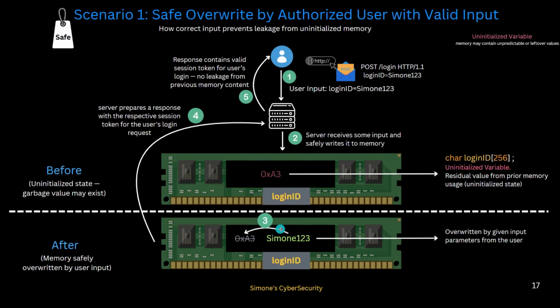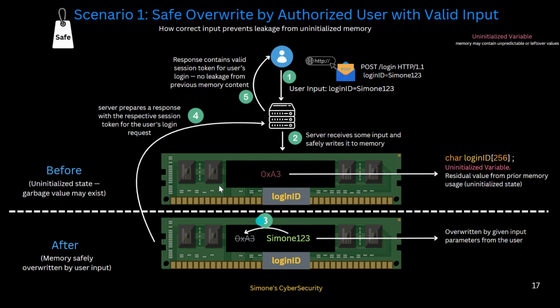So now comes step 3. Since the user gave an input, the server can safely overwrite that memory location with the new value. And in this case, Simon123 was given by the user, so this is where things are safe. The old memory content gets overwritten with the new value that was provided by the user. Now in step 4, the server uses that freshly written value to generate a response. It might prepare a session token or some login related output.